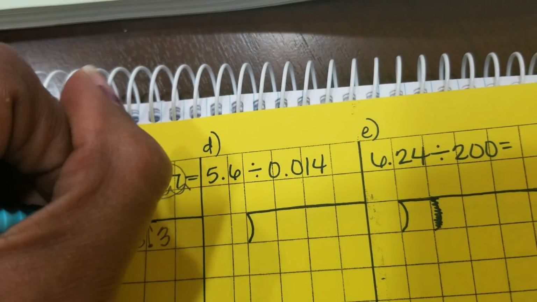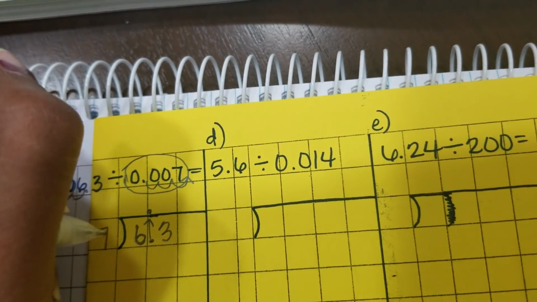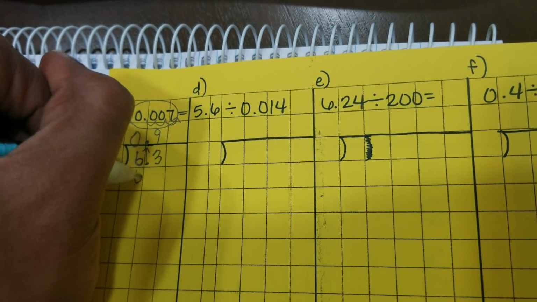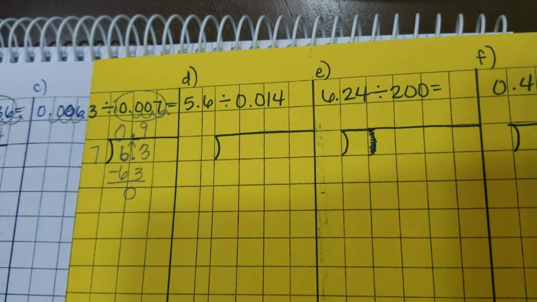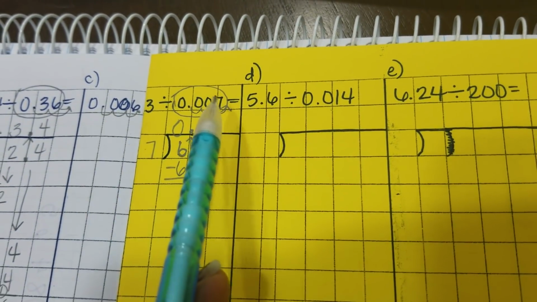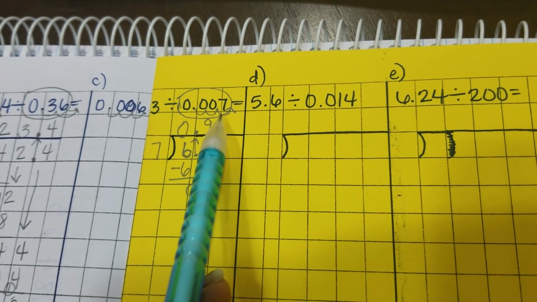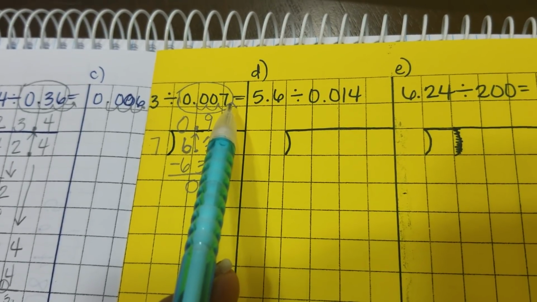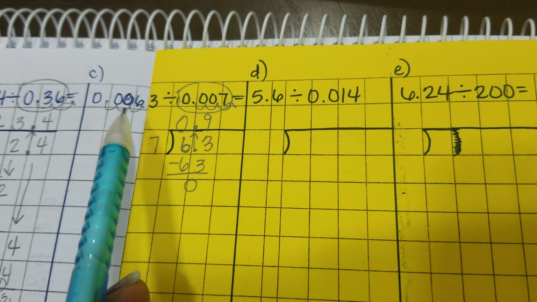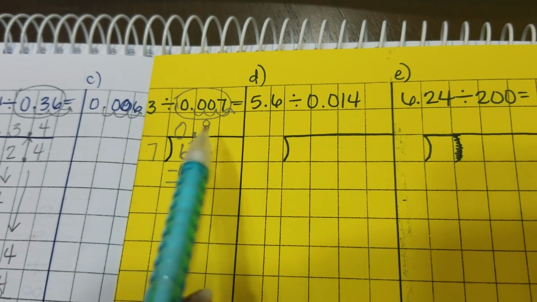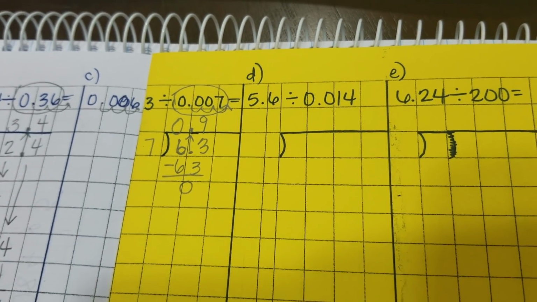We bring our decimal point straight up. 7 cannot go into 6. But 7 can go into 63 9 times. 9 times 7 is 63. Subtract to get 0. Okay, so don't be fearful of the decimal points. We want to look at our second number and move it to the back and count how many times. So that was 1, 2, 3 to get it all the way to the back. And then we go to our first number and we move it the same number of spaces. So it's okay to have a decimal point on the inside, but not on the outside.